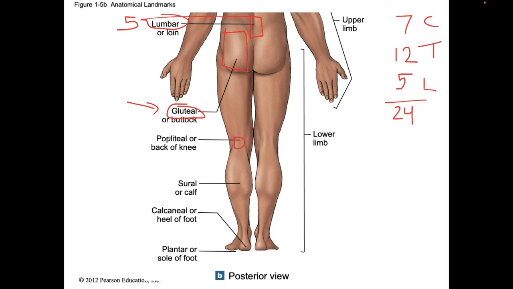The back of the knee is called popliteal. So when you learn of the popliteal artery and popliteal vein and popliteal nerve, you'll have an idea as to where they're located. The calf is called sural. The heel is called calcaneal. And that's because one of the tarsal bones, the largest one, is called the calcaneus. So this region is calcaneal. The bottom of the foot is called the plantar surface, the plantar. Remember, the palm of the hand was palmar, the bottom of the foot, plantar.